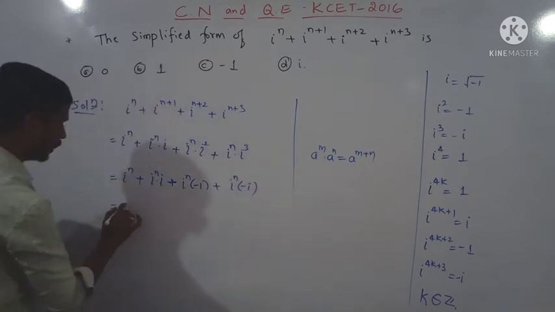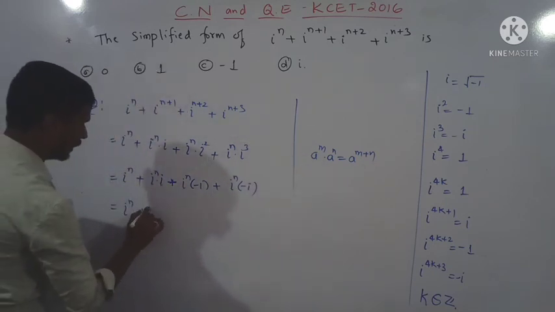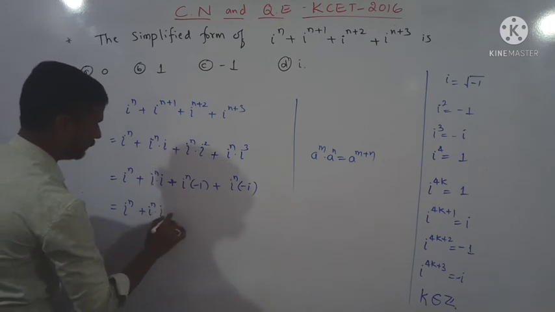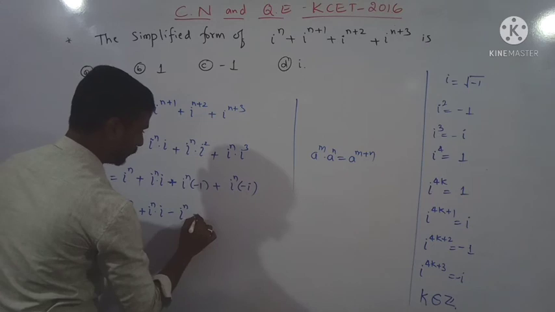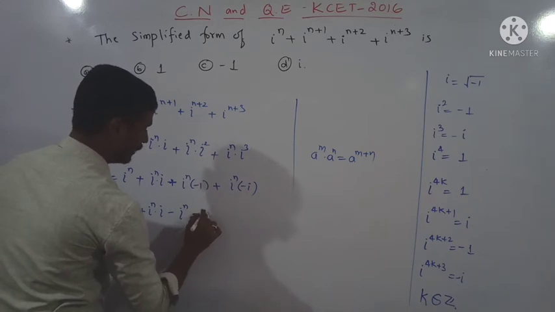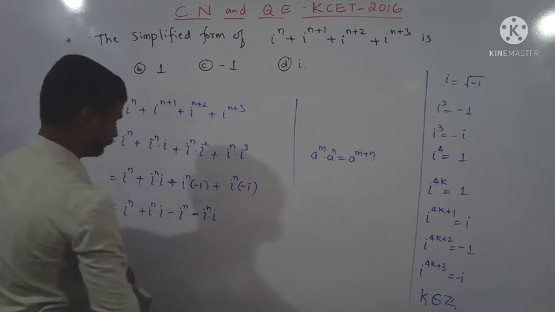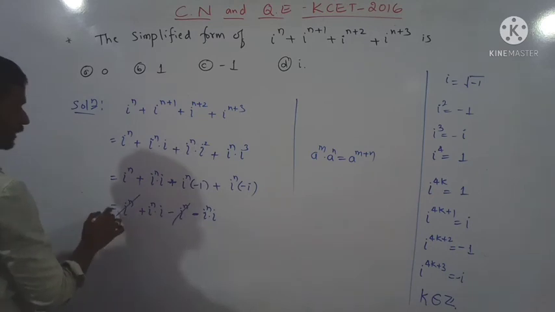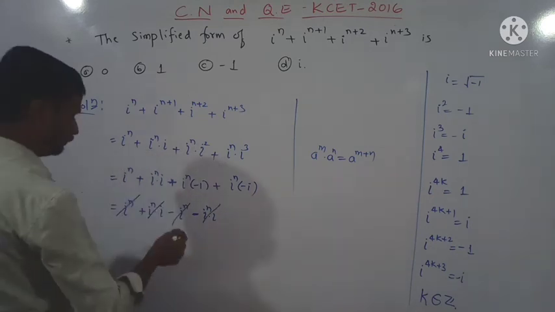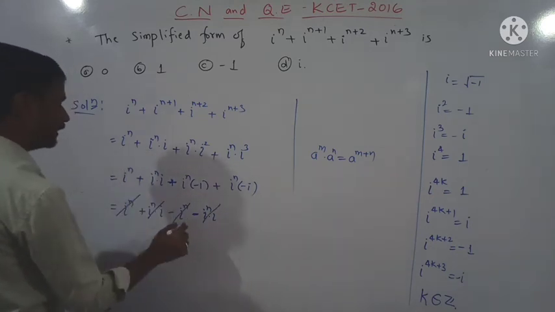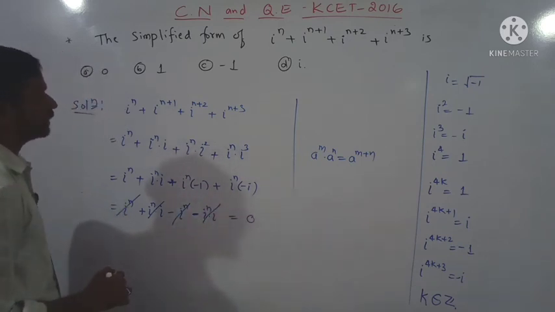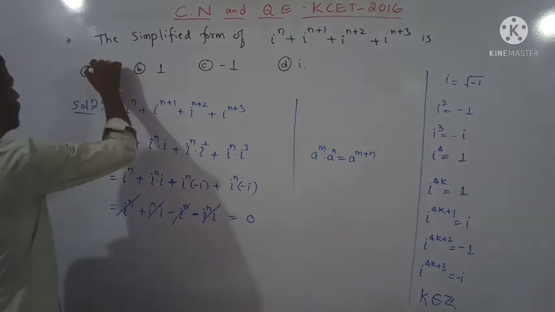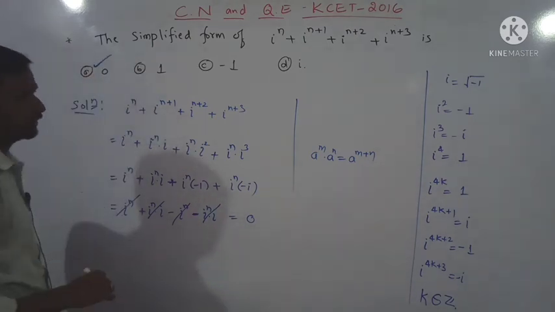This is equal to i to the power of n plus i to the power of n into i, minus i to the power of n, minus i to the power of n into i. Therefore plus i to the power of n and minus i to the power of n cancel, and plus i to the power of n into i and minus i to the power of n into i cancel. Therefore finally we get 0. Therefore option A is the correct option.